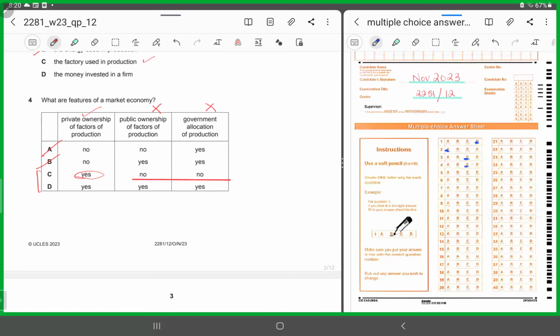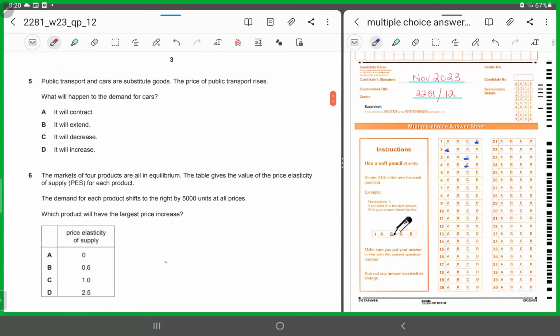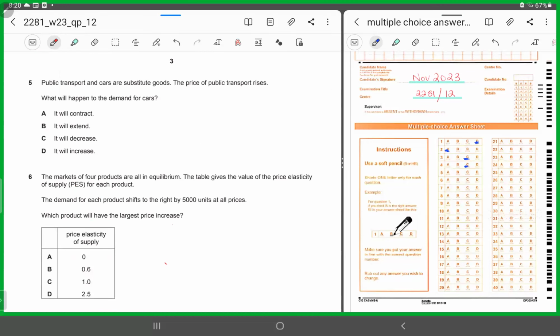All right. D. The fifth one. Public transport and cars are substitute goods. The price of public transport rises. What will happen to the demand for cars? Now here, public transport and cars are substitute goods. Now recall what is the situation in substitute goods. When there are two substitute goods and there's an increase in the price of one, automatically the demand for another increases. Pepsi and Coke. If the price of Coke increases, the demand for Pepsi will increase, right?